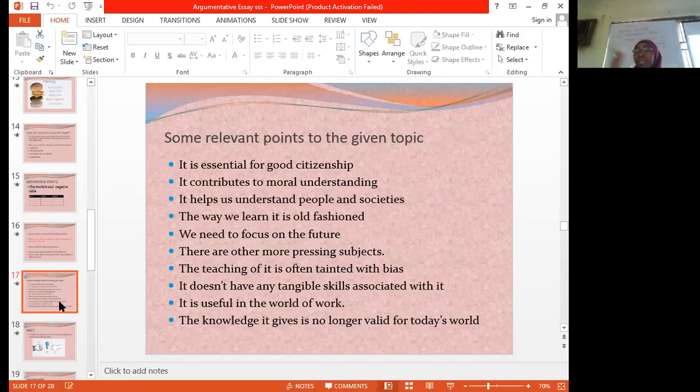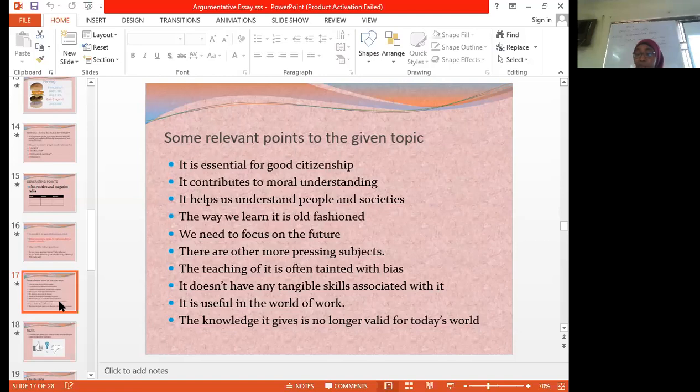Let's say, as a Nigerian, you don't have any knowledge about your country. And then somebody comes and says, Nigerians are touts, Nigerians are spammers and all that. How do you argue that? If you don't have any basic history about your country, you won't be able to argue that point logically. So it is essential for good citizenship. That is a positive point. It contributes to moral understanding. That's another positive point. Then number 3, it helps us understand people and society.